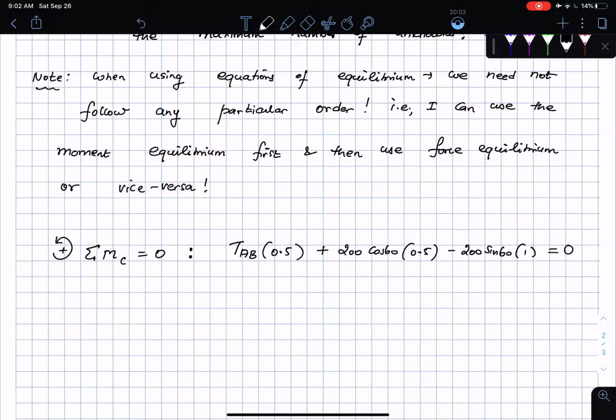I can solve for the tension. TAB is the unknown here. Which means that TAB is going to end up being around 246.4 pounds.